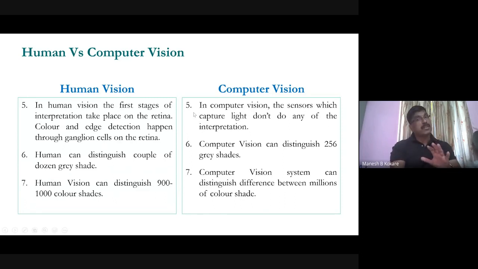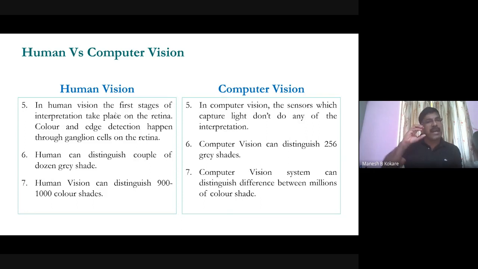But in the case of computer vision, when you are capturing images with the help of a camera, the role of the camera is just to capture the images. It will not process what kind of color is there or what kind of edges are present. So there is no vision involved in the sensor. In computer vision, the sensors which capture the light don't do any kind of interpretation. But in humans, what is the sensor which is capturing the real world? That is nothing but our eye.